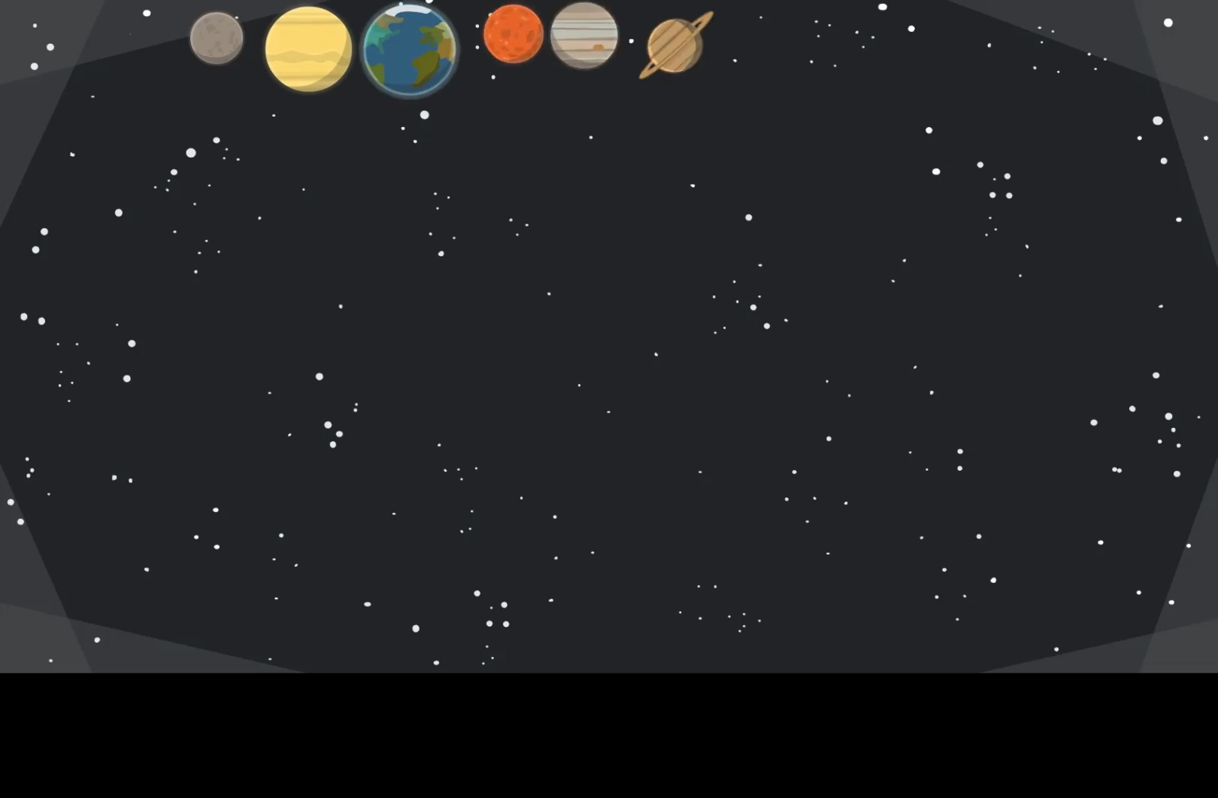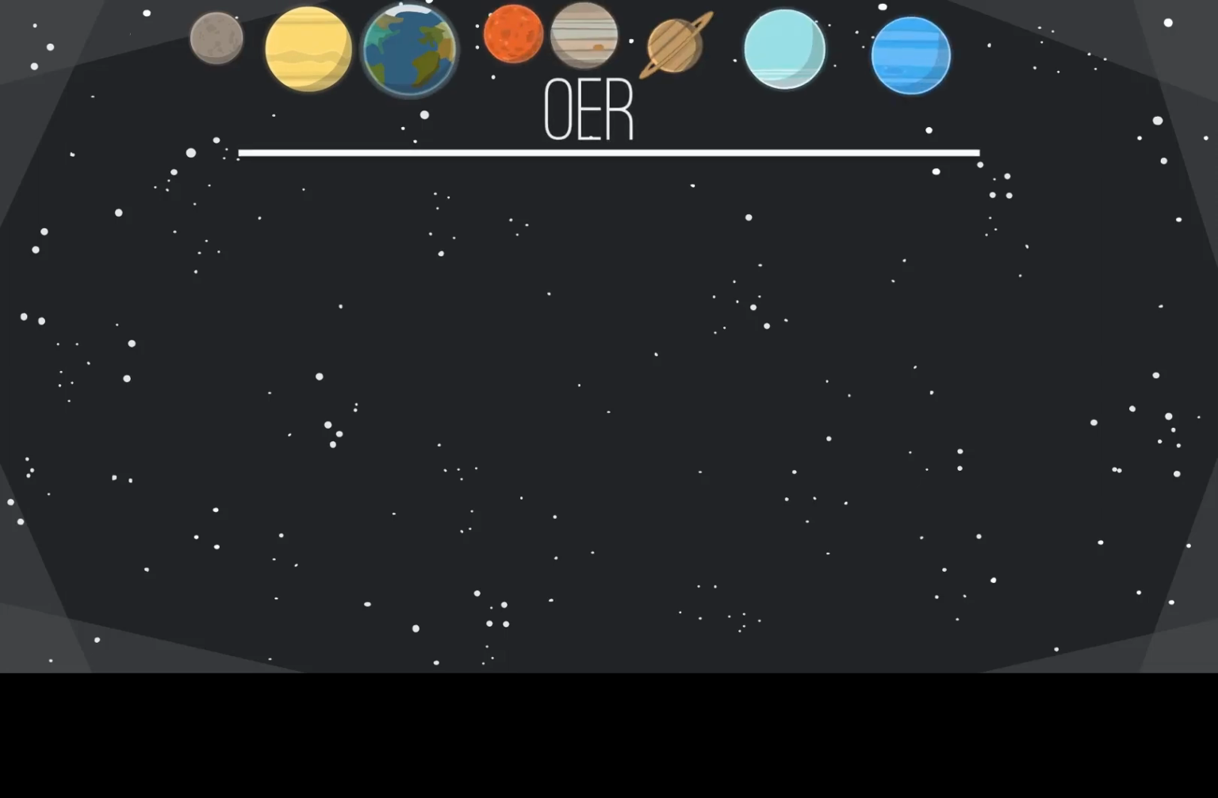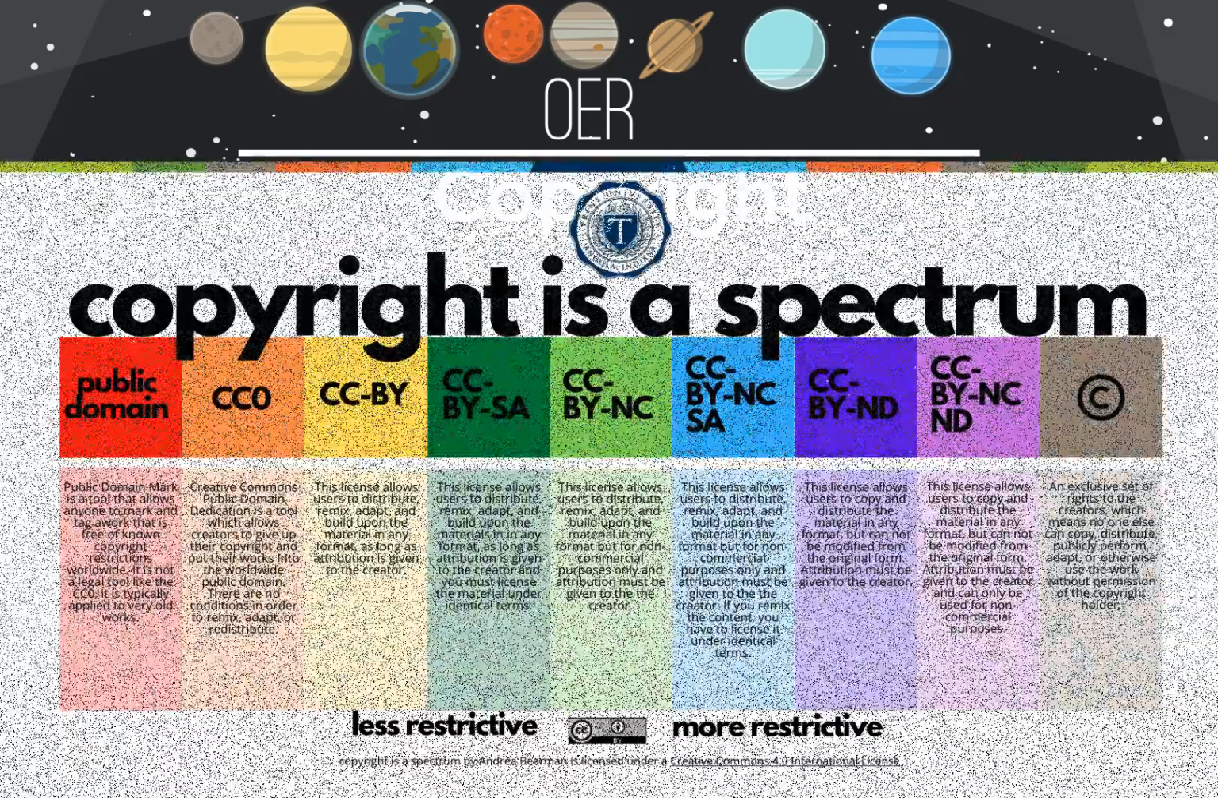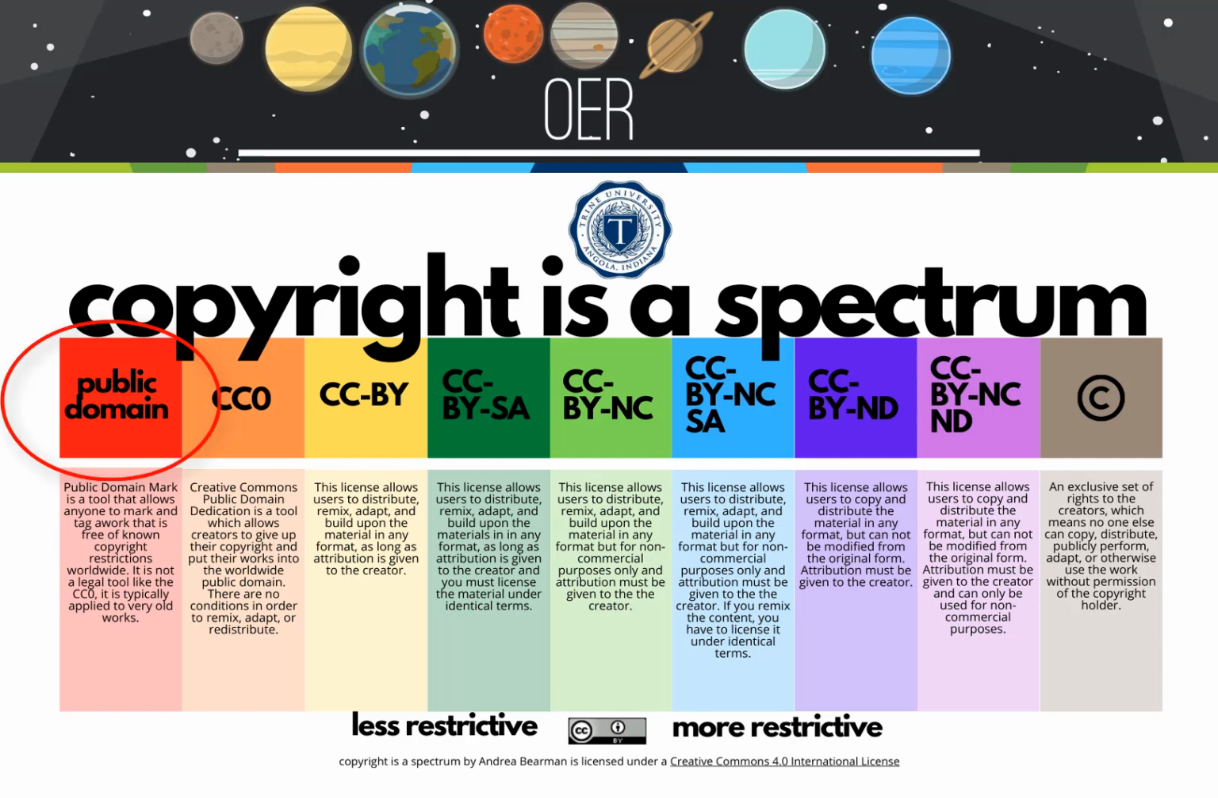To sum up, the first domain, OER, is the vast number of educational resources that are available to be used freely for educational purposes. We can think of it as a universe full of educational content. Now, the rules of that universe, like the laws of gravity, are copyright law. That's our second domain. And there is a copyright spectrum. There's the least restrictive term, which is public domain, where the material is free for all to use.